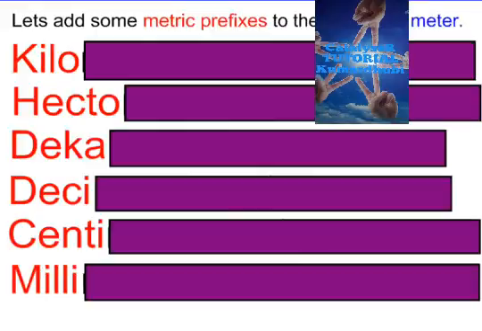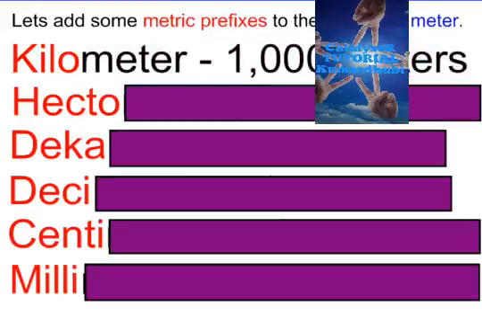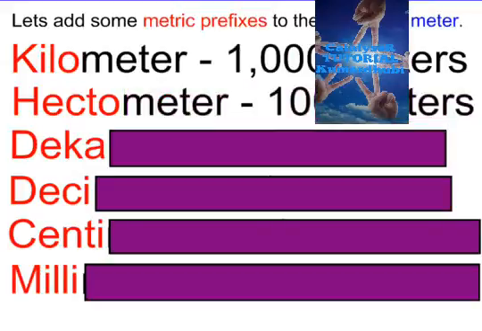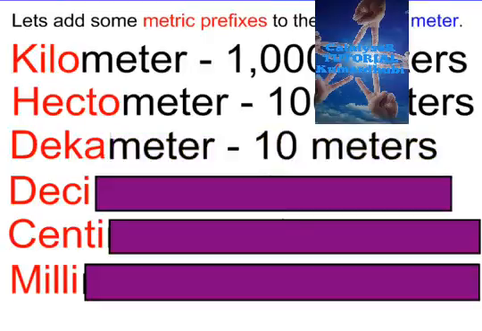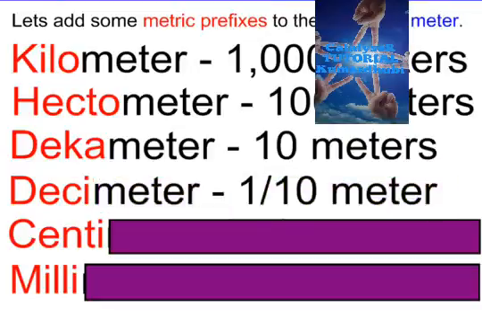Now, if we were to take those prefixes that we just talked about and attach them to the base unit meter, a kilometer would be 1,000 meters. If you take hecto and attach it to the word meter, it's a hectometer. You would have 100 meters. A decameter would be 10 meters. A decimeter would be 1/10 of a meter.